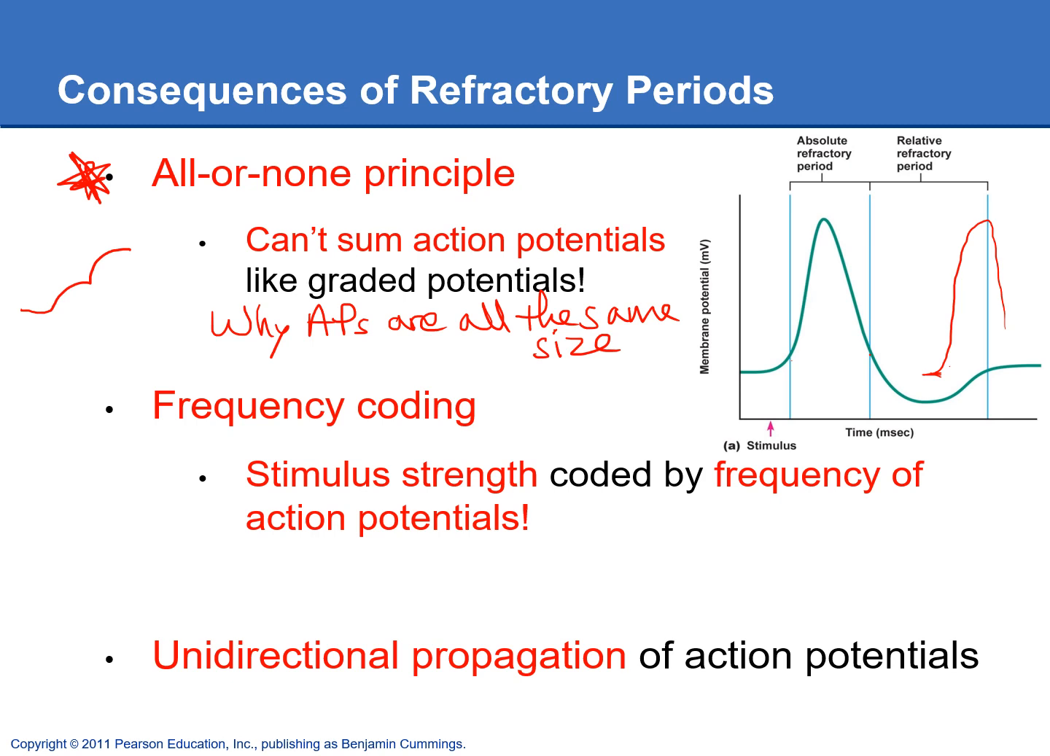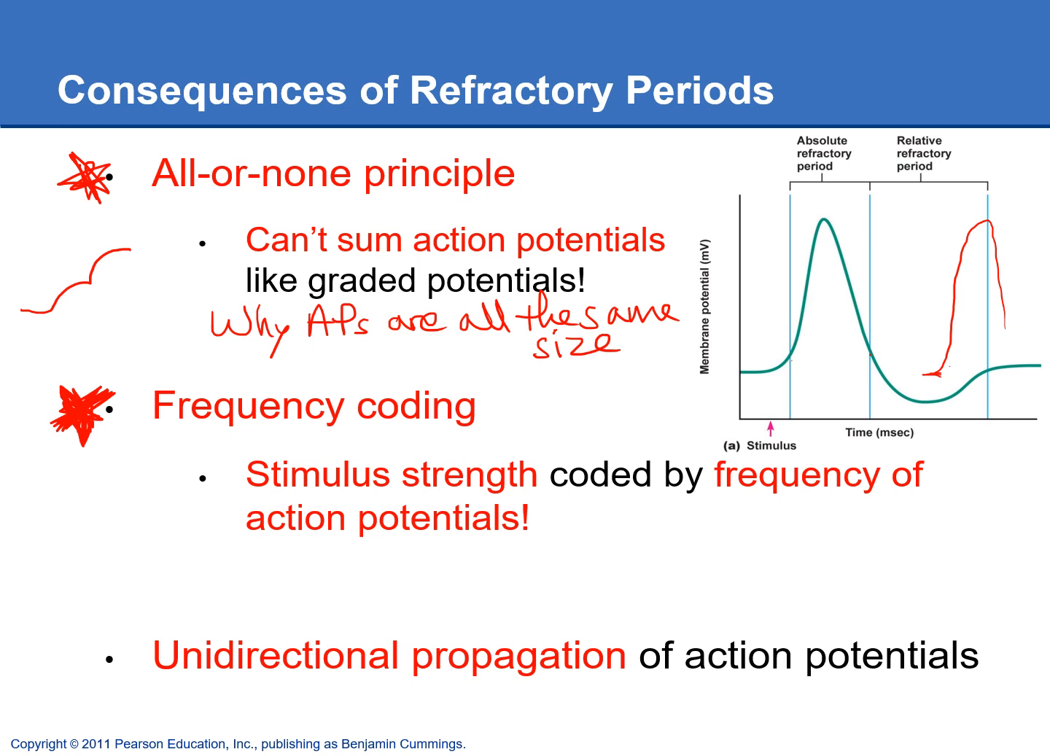Okay, so how does the brain tell how big the stimulus is? It's going to use something called frequency coding. If you have a bigger stimulus, like somebody punched you versus just lightly touched you, the brain's going to look at the frequency of action potentials coming into the brain. The more frequently they come in, the brain says, oh, that's a stronger stimulus. And we'll look at that.